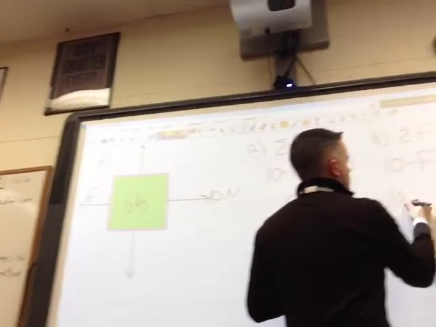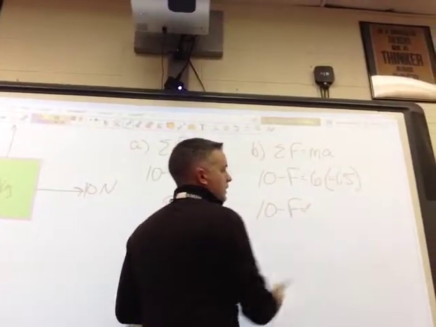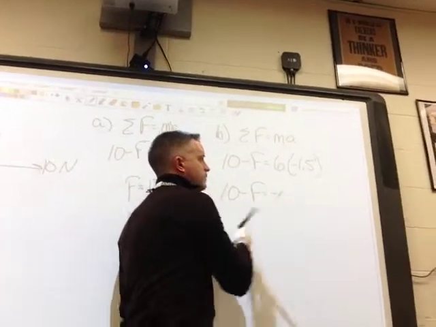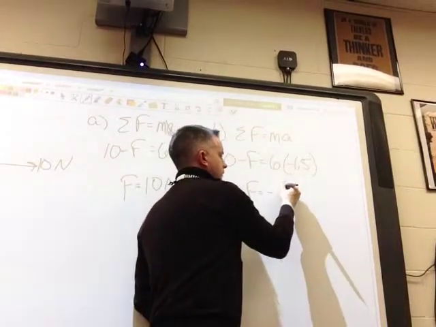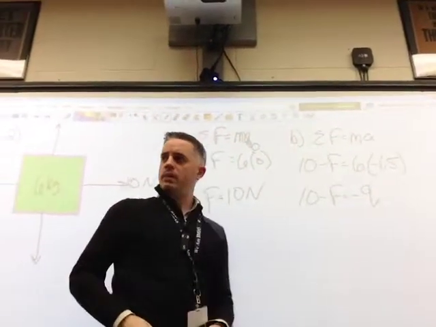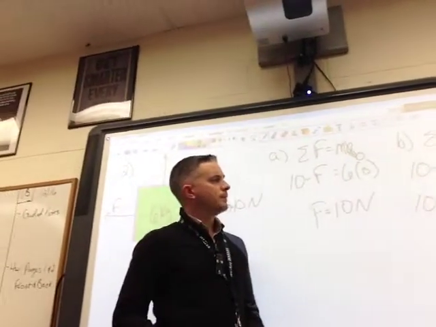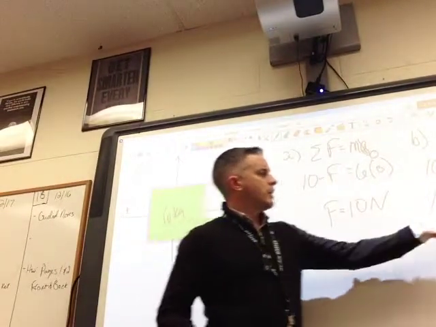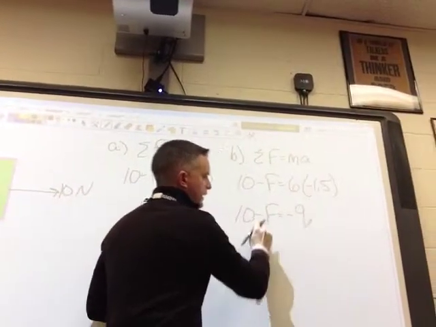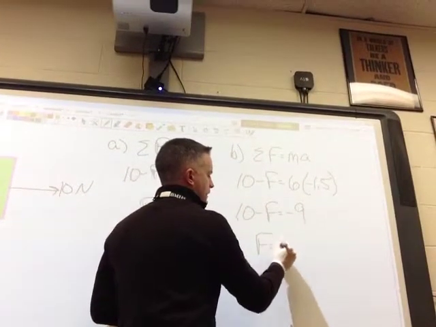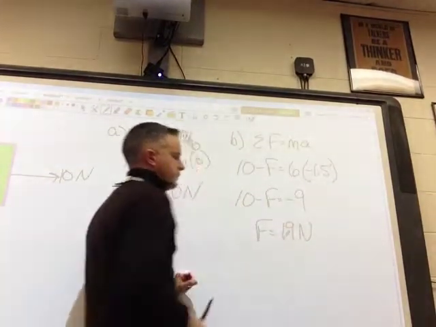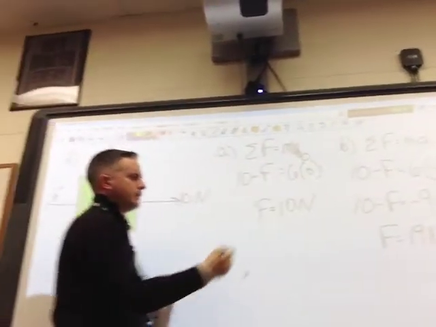So 10 minus F equals 6 times negative 1.5, which should give you negative 9, I believe. Does that make sense? Negative 9? Okay. Now if we add the F over here and add the 9 over there, we find that F has to equal 19 newtons.